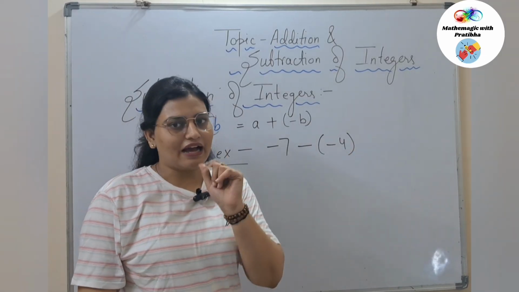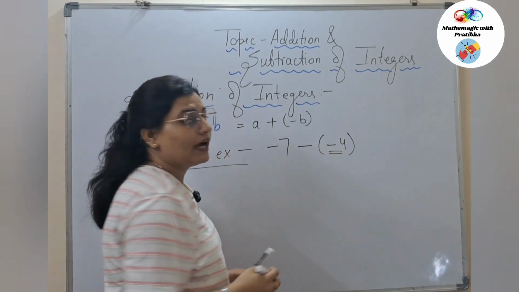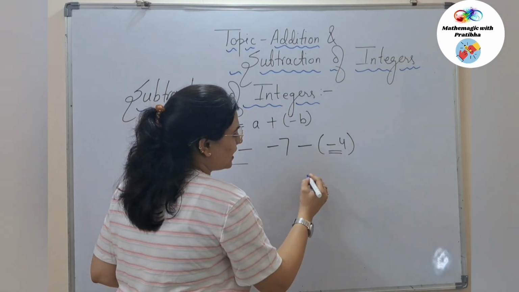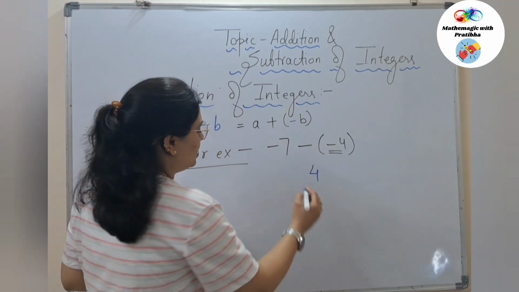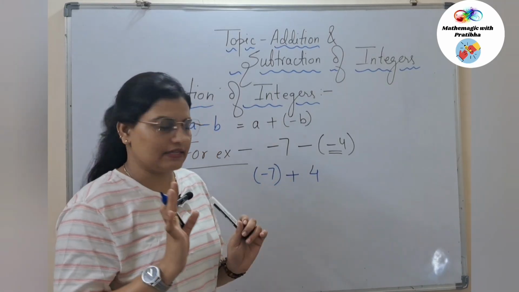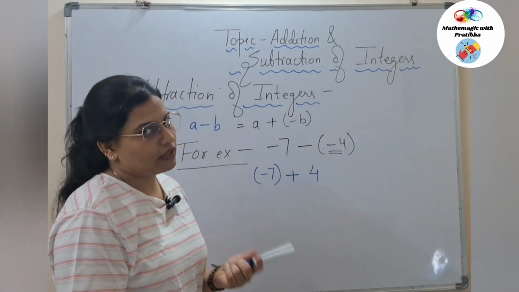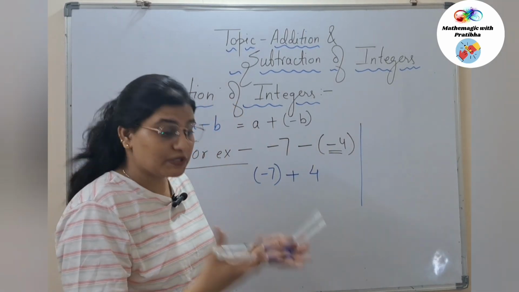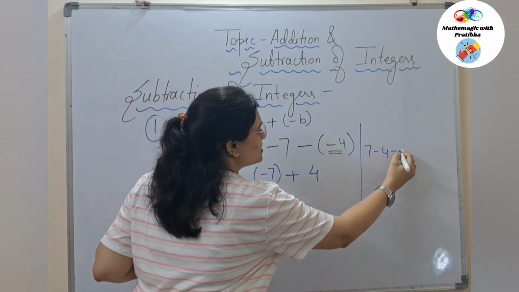Now for that, again the rule we have to follow. So first we will write the additive inverse of minus 4, the second number, and its additive inverse is 4, and this subtraction sign will change into addition, and the first integer we will write as it is. Now 7 is negative here and 4 is positive. They both have different signs. Then we will find the difference of the absolute values of 7 and 4. So 7 minus 4 is 3.